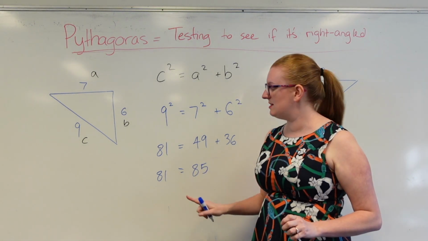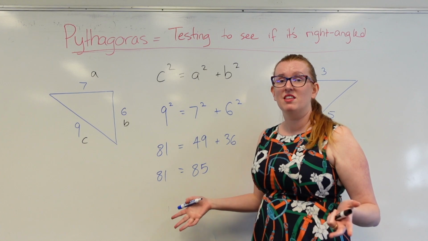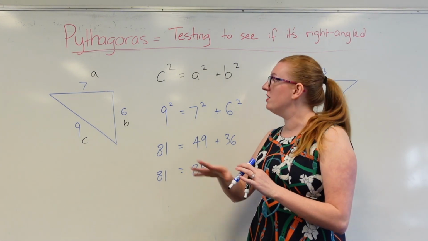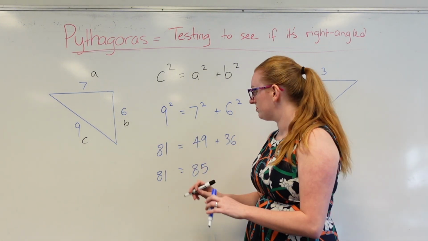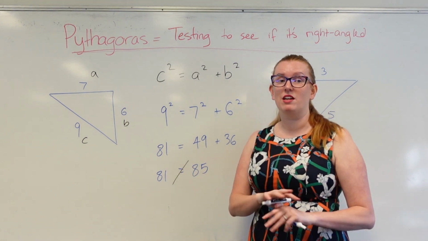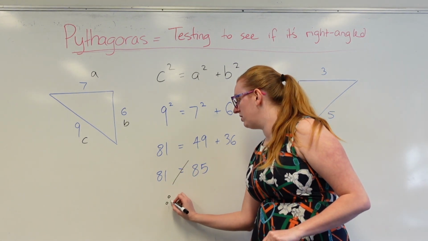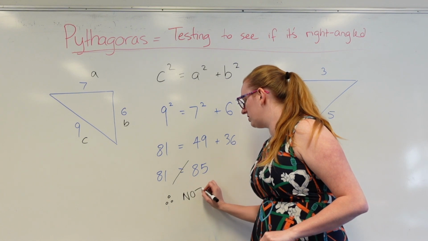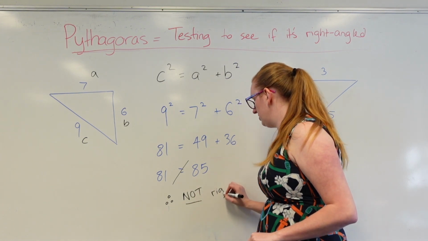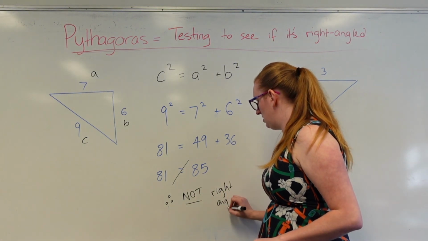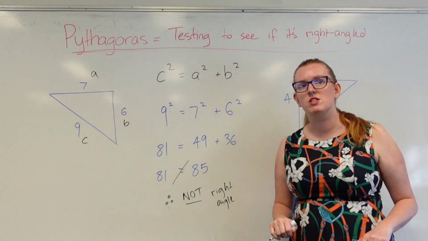Oh, okay. It says 81 is equal to 85. That doesn't make any sense. Therefore, this is not a right angle triangle. So I'm going to put a line through there to say no, and I'm going to write my 3 dots, meaning therefore not right angled. There we go, we've solved that question.